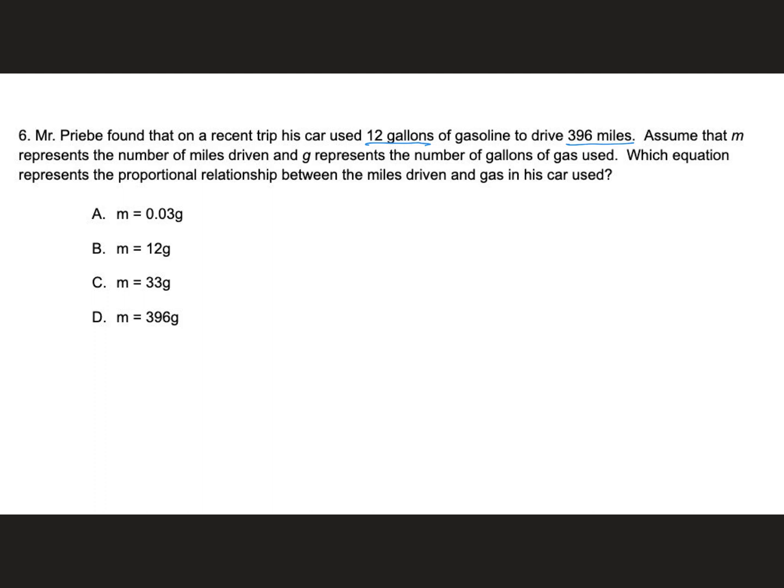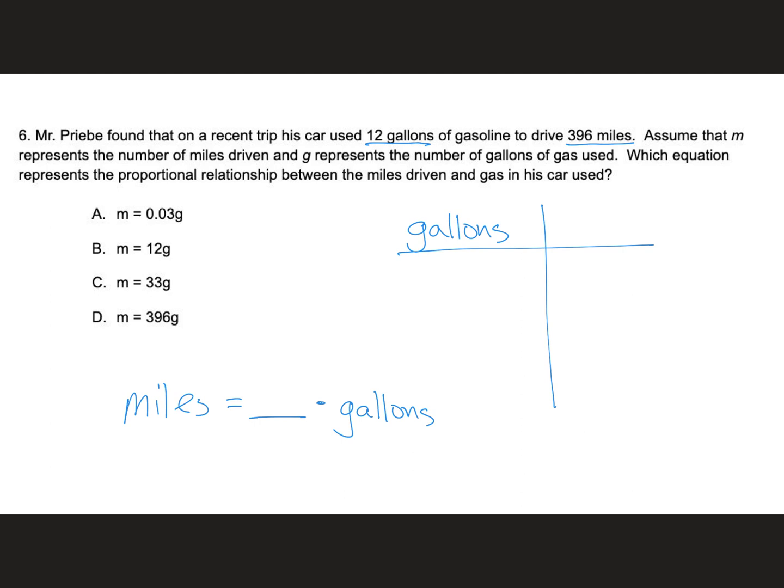So if we look at this equation, my equation says miles is equal to something times gallons, or gallons times something is going to equal my miles. This goes back to our Unit 2 work with constant proportionality. Gallons times something is equal to miles.